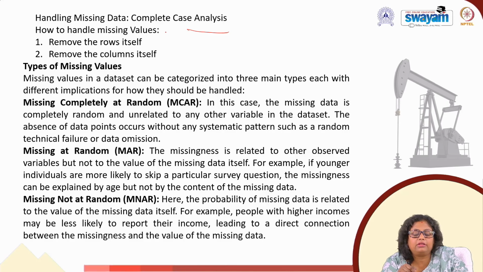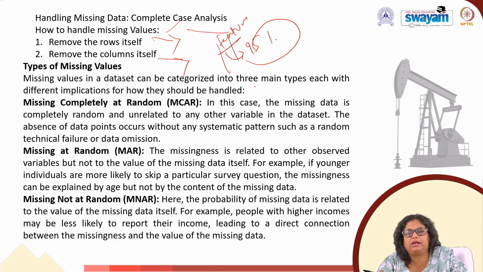So how do we handle the missing value? One suggestion is to remove the row itself, and the second is to remove the column itself. Removing the column sometimes happens if we have a feature or column where more than 95% of the data is missing. In that case, sometimes we have to remove that feature itself, because if the missing values are enormous, it is not going to add anything in the algorithm.